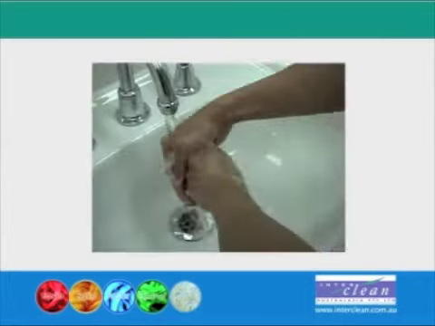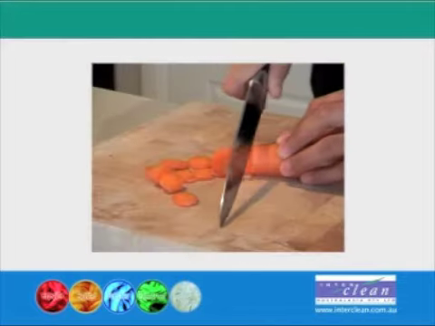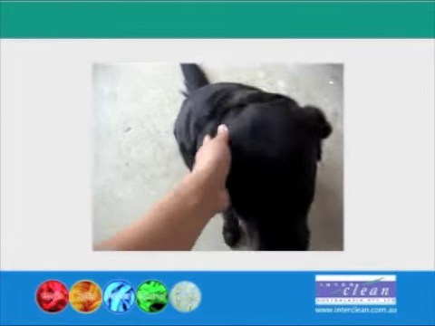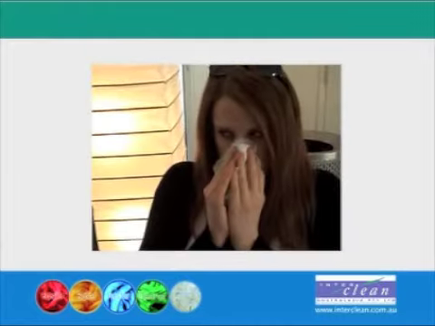You should always wash your hands after going to the toilet, before preparing, touching or eating food, after touching animals, handling money, or coughing, sneezing or even blowing your nose.